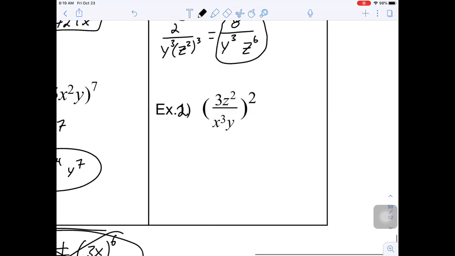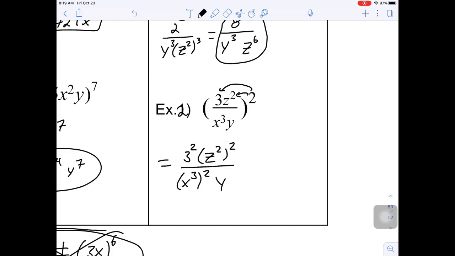So let's do this. So this will be 3 squared times z squared to the power of 2 over x cubed to the power of 2, y to the power of 2. So hopefully we see we've applied this power to every single thing in our quotient, okay?